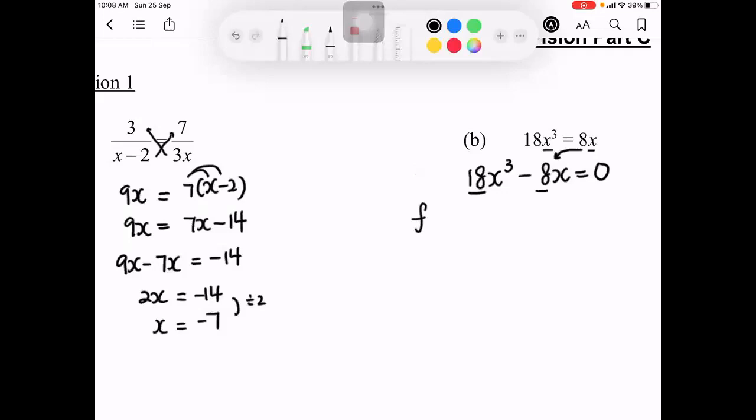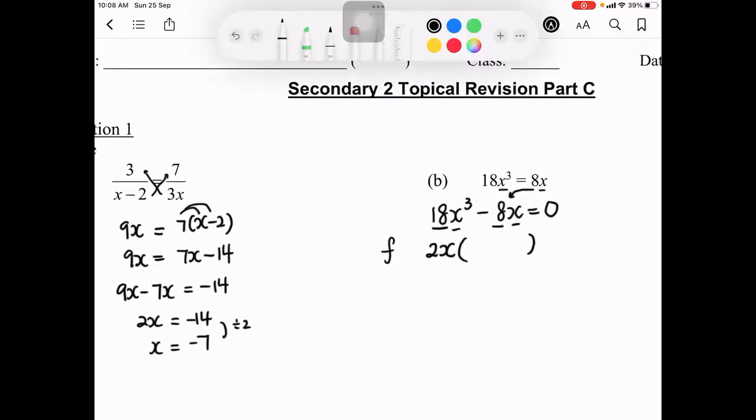18 and 8, what's the common factor? 2, is it 2? Then 2x. x, yes, thank you very much, x. Then here there are 2 numbers inside my bracket. When I factorize out, I should also have 2 numbers, all right? Brian, we are doing topical revision part C. So this one we should also have 2 numbers.